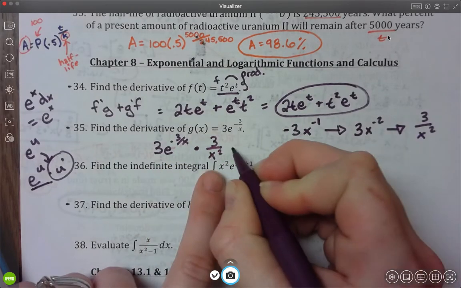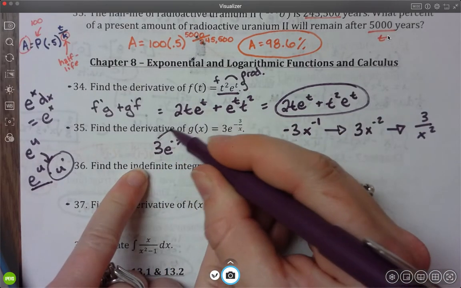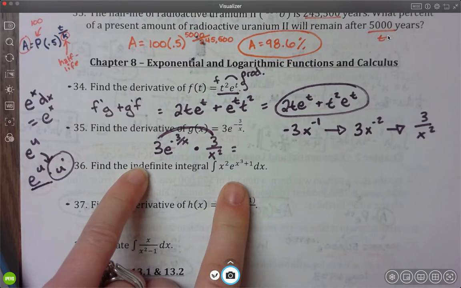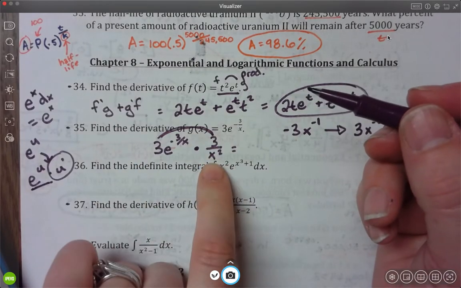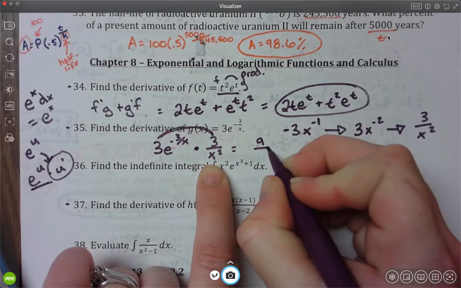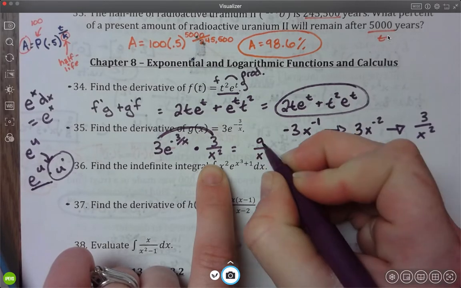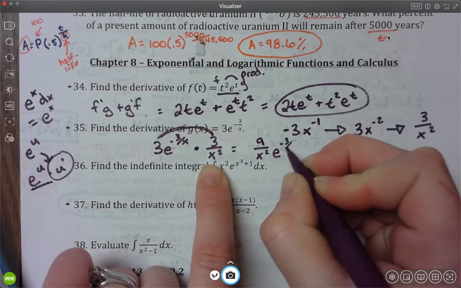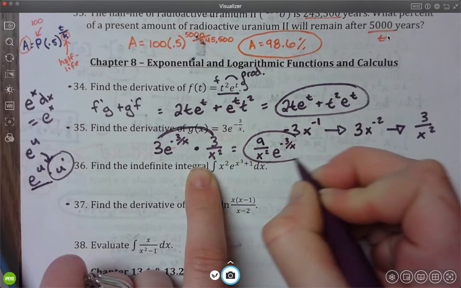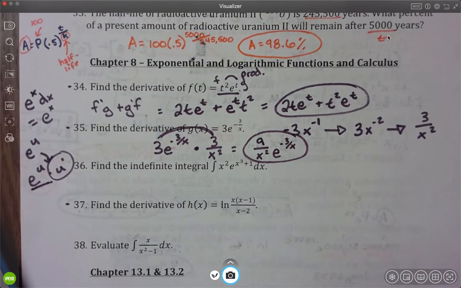And then I'm going to lump these two front and back together. So 3 times 3 over x squared is going to be 9 over x squared. And then I just have e to the negative 3 over x. That's what it will look like as a derivative. Okay, so not too bad yet.